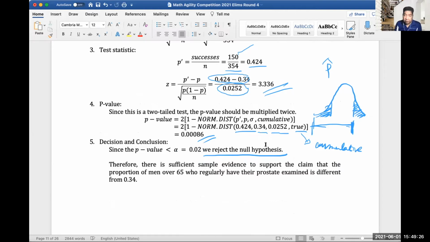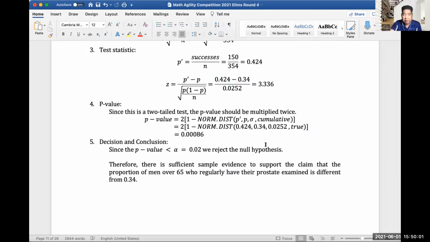Therefore, there is sufficient sample evidence to support their claim that the proportion of men over 65 who regularly have the prostate examined is different from 0.34, right? Because our null hypothesis, we said, is that the population proportion is 0.34. Since we have sufficient sample evidence to reject it, we can say that it is different from 0.34.